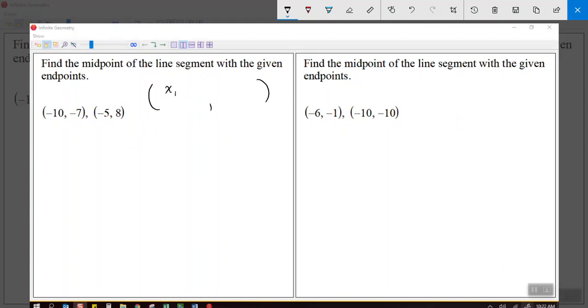So you have to add the x's and divide by 2, and that's going to get you your x, and you have to add the y's and divide by 2, and that's going to get you your y. So basically it's like an average, the middle point: you add them, divide by 2.